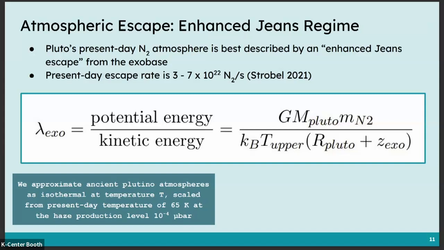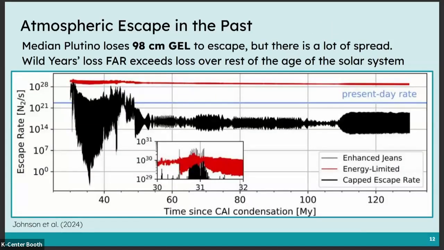We don't know what was happening on Pluto 4 billion years ago, 4.5 billion years ago. So we've tried to always make the choice that drives escape faster. So we've tried to always make the choice when we had to choose between different assumptions. We always made the choice that would lead to a larger escape rate. So we were trying to calculate kind of an upper limit of the escape rate over the age of the solar system.